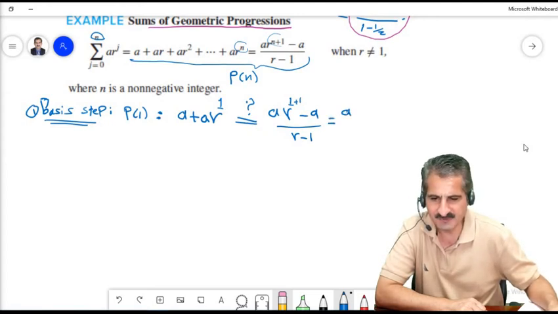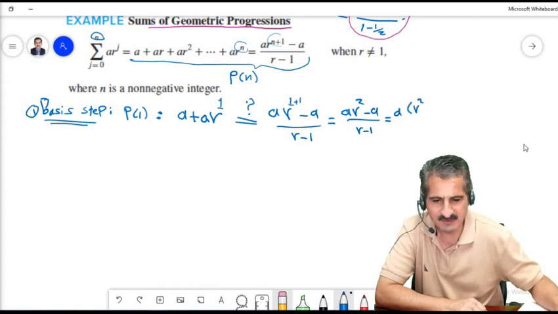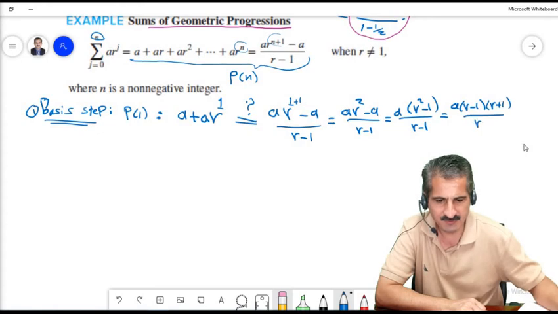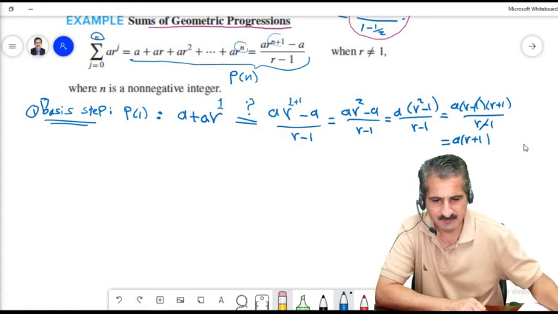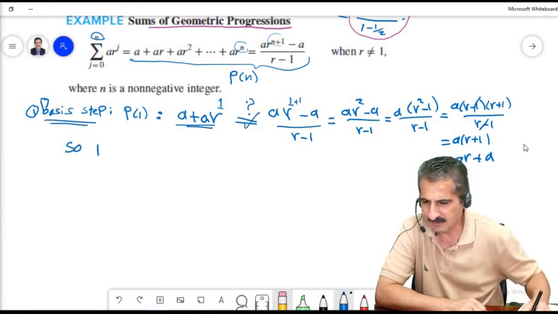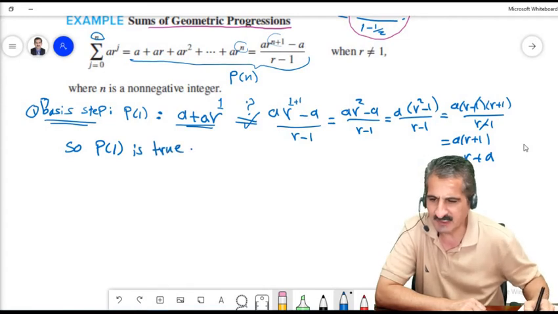So this gives a times r squared minus a over r minus 1. Take a outside, we get a times r squared minus 1 over r minus 1. And then do the cancellation: r squared minus 1 is r minus 1 times r plus 1, over r minus 1. Do the cancellation, and then we get a times r plus 1, which is ar plus a. So good, it is the same as this one, so this is correct. So P of 1 is true. So we achieved the basis step.